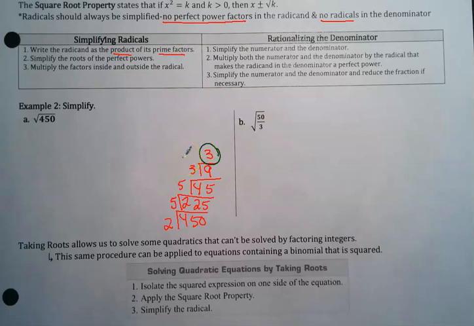So the product of my prime numbers is just these prime numbers. The square root of 450 is equal to the square root of 2 times 5 times 5 times 3 times 3. So I write it as the product of its prime factors. Then I can simplify, which is pretty awesome because we want the square root.